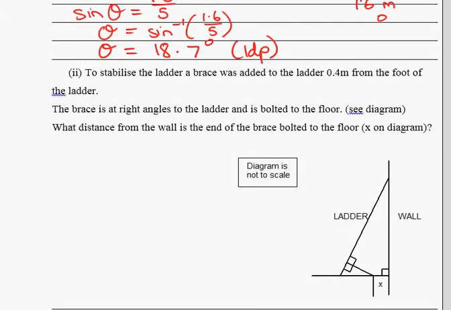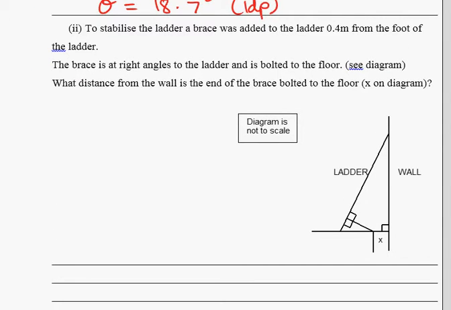Right, we've got another ladder leaning against a wall. This question's a wee bit harder. A brace was added to the ladder 0.4 of a metre from the foot of the ladder, so that distance there must be 0.4. Brace is at right angles to the ladder and is bolted to the floor. What distance from the wall is the end of the brace bolted to the floor? From up above we can see that that angle is 18.7. Now what I've got is this little triangle in here, and I might just draw that over here. It's slightly larger, because it's a bit little there. 0.4.